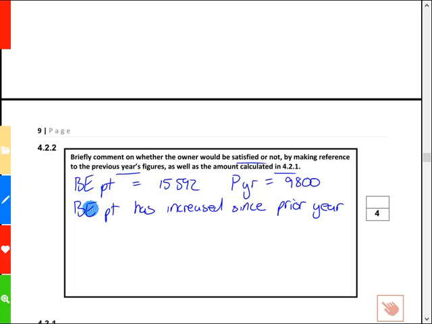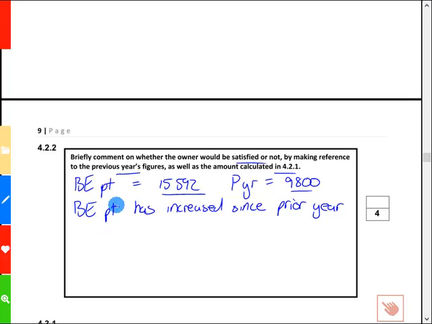No, it's not a good thing. That means in order just to make a zero profit, you now have to sell a lot more units just to break even. Last year you only had to sell 9,800 units to cover your costs. Now just to cover your costs, you need to sell almost 16,000 units. That's a big increase since the prior year, meaning that they will have to sell a lot more units.